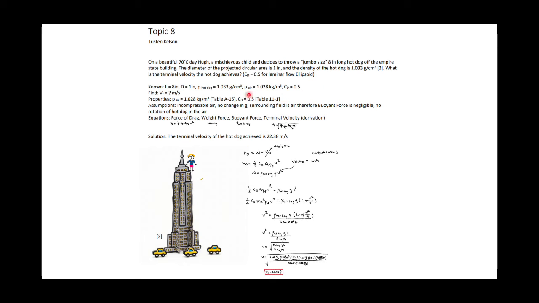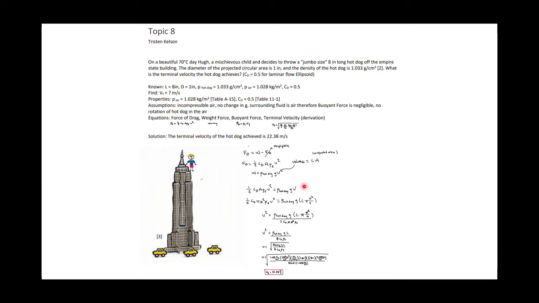here. We are finding the terminal velocity using the properties from table A15, and we're able to make the following assumptions in addition, which are incompressible air, no change in g, surrounding fluid is the air, therefore buoyant force is negligible, and no rotation of the hot dog in the air. Using the equations of the force of drag, weight force, and buoyant force, and the terminal velocity, we are able to solve this equation. We are able to do a force balance here, which we are then able to simplify for the force of drag for this following equation.